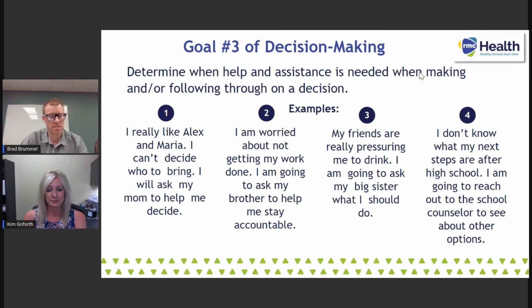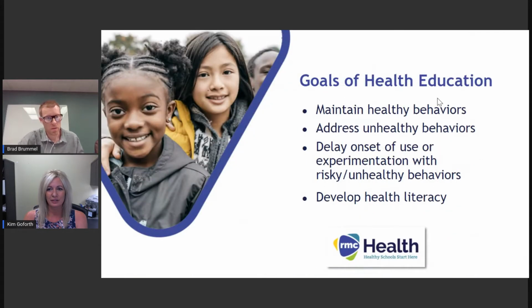And so you can see in this example, the student has been enabled to collaborate with a big sister to help her with the follow through part. And so those are the 3 goals. Wonderful, with decision making. Awesome. Brad, great breakdown of those goals.